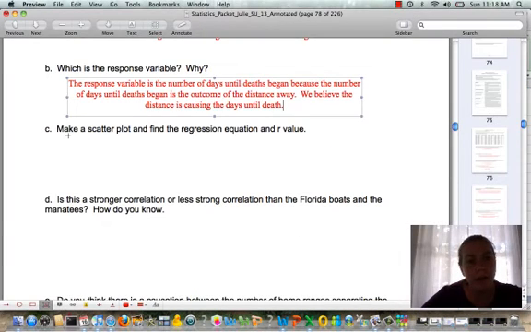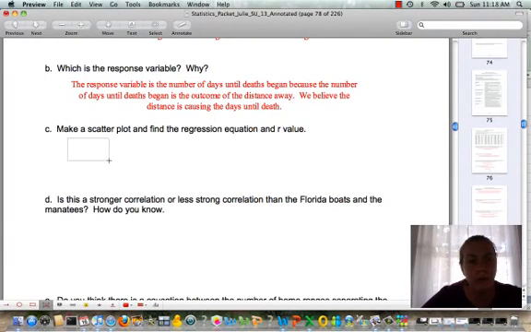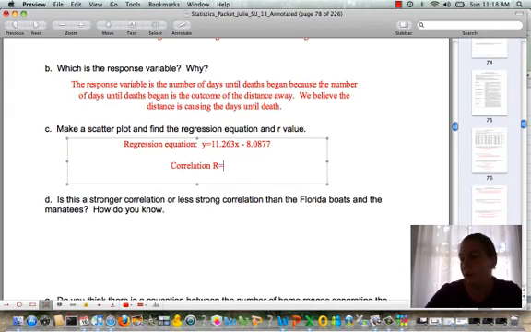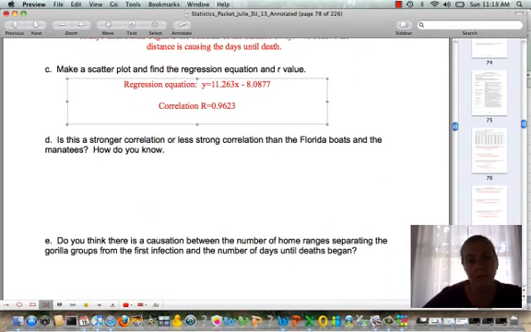Let's go back to our activity packet and record these results that we found. So our regression equation is y equals 11.263x minus 8.0877. And remember, the regression equation is the line of best fit. It's not a perfect fit, but it's the closest. And then we can say the correlation is R equals 0.9623. Again, you can find this by taking the square root or by typing that coral function into Excel.